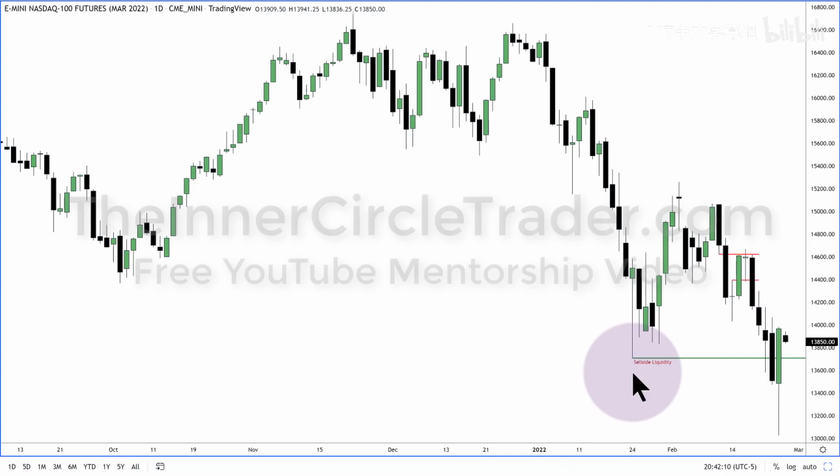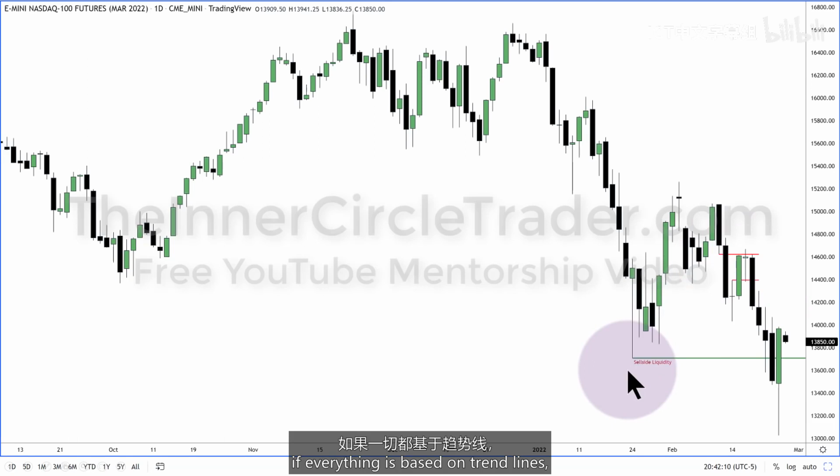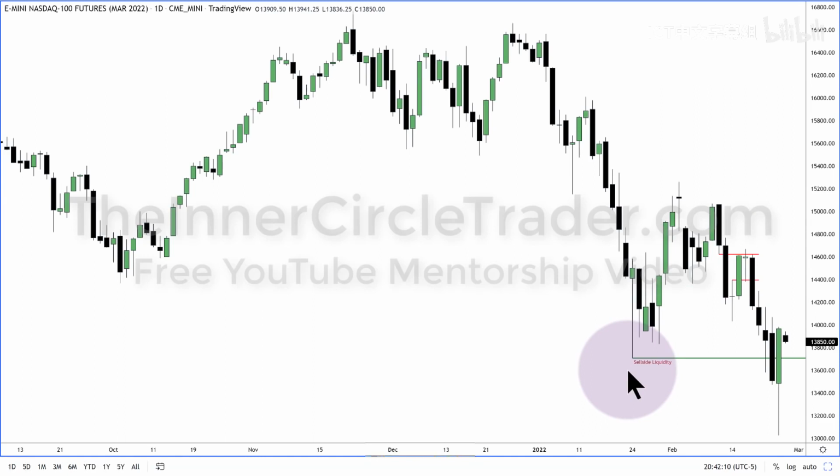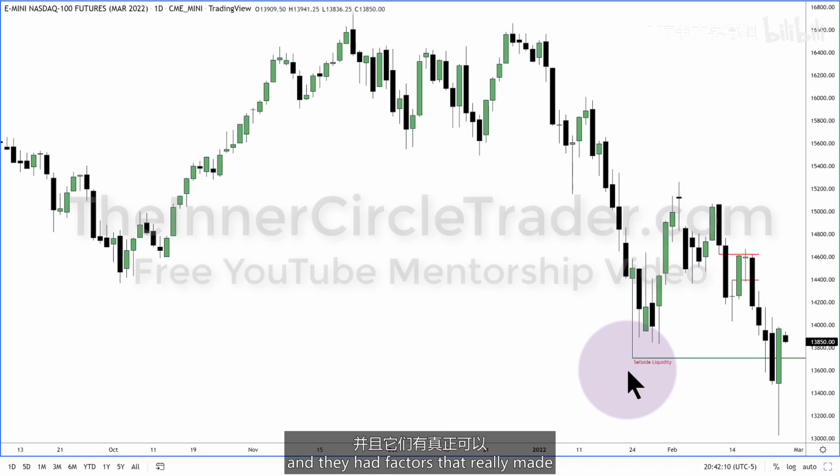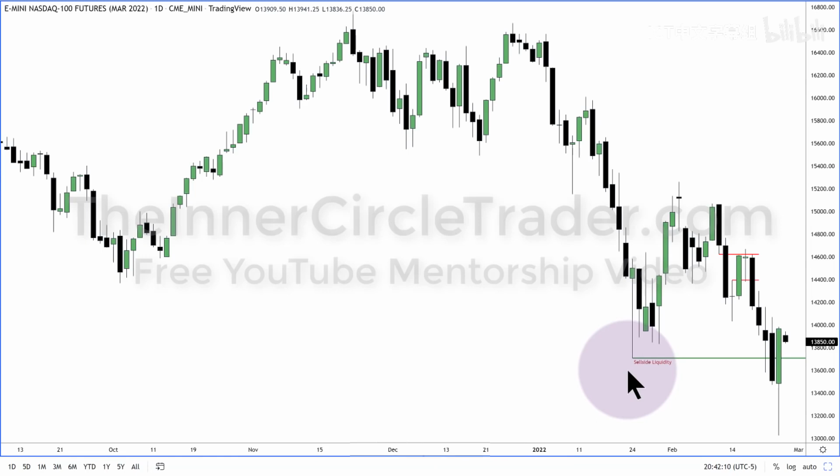The question I want to leave you with is this. Why does it respect the levels I'm teaching here in the logic from imbalance to liquidity if everything is based on trend lines, moving averages, harmonic patterns, Fibonacci this, Elliott wave that? If those things were real and they had factors that really made price go higher or lower, answer this for me. This is the riddle you need to figure out, okay?